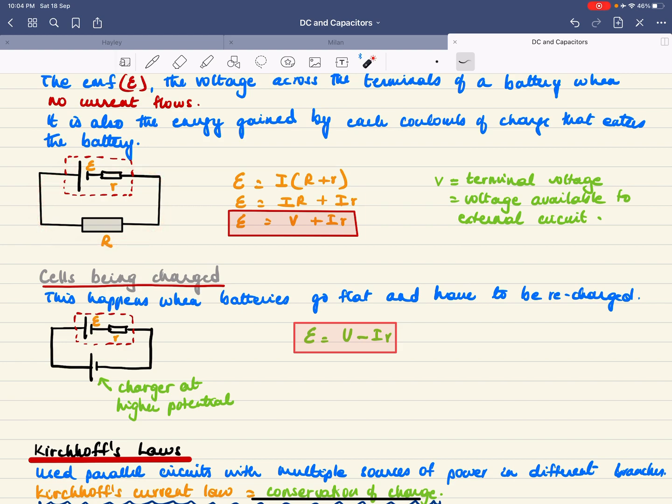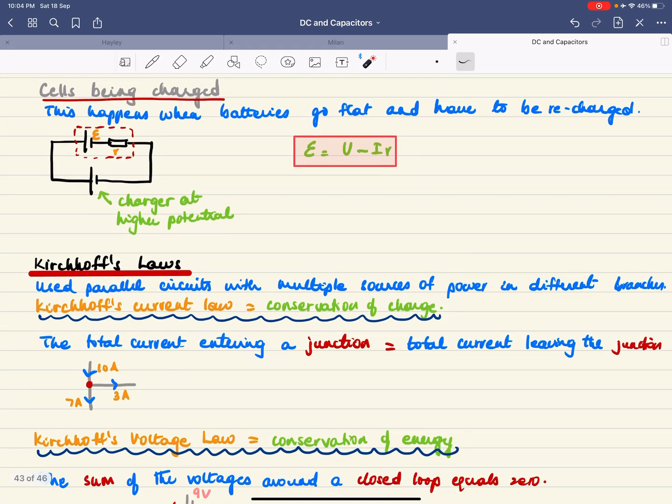So this is the only occasion where the terminal voltage is greater than the EMF. When it is discharging, the terminal voltage is always less than the EMF. This is one case where the terminal voltage is greater, because that's at a higher potential.